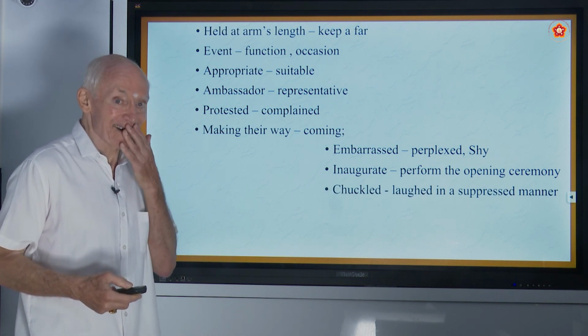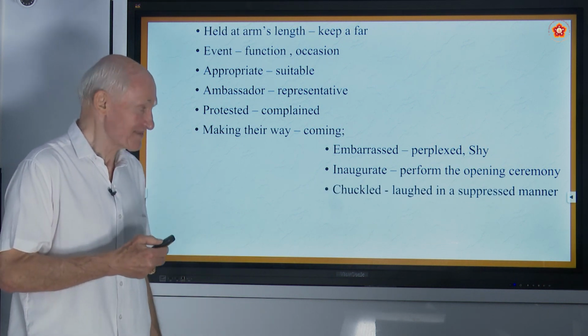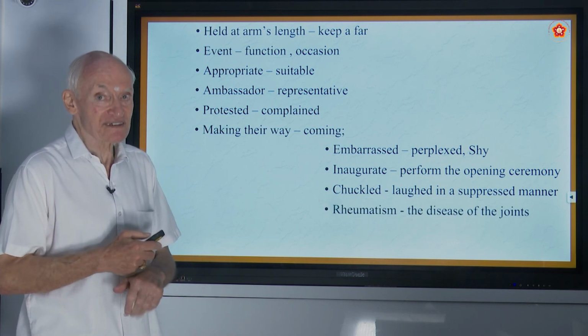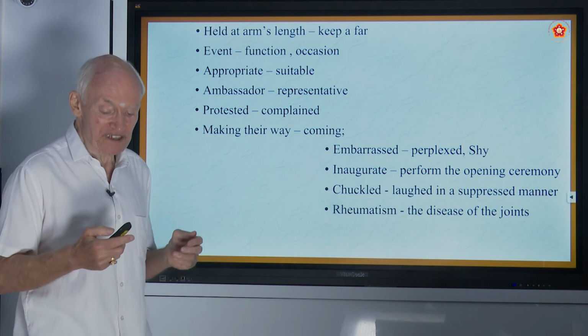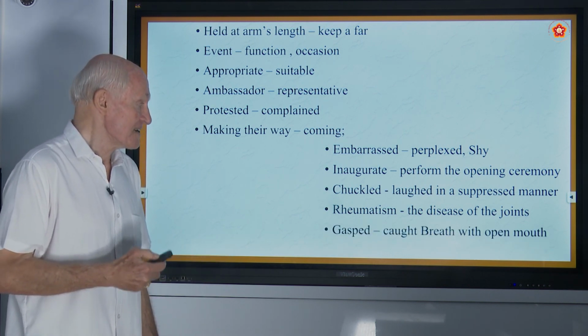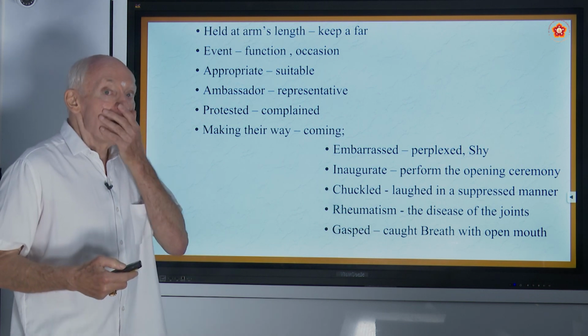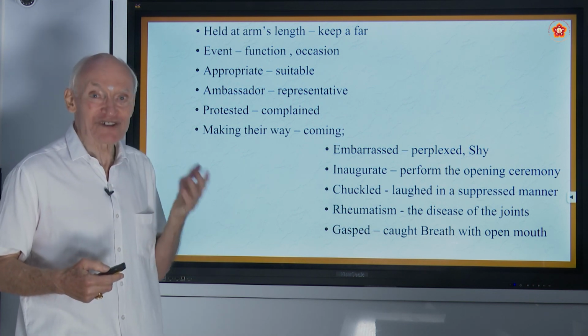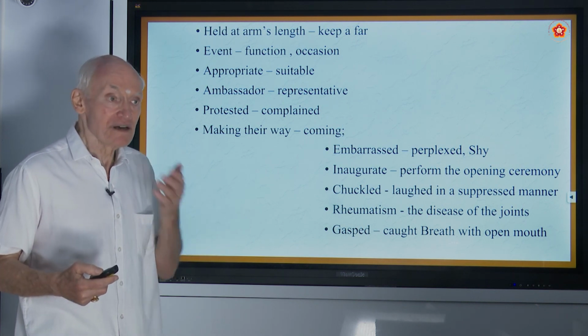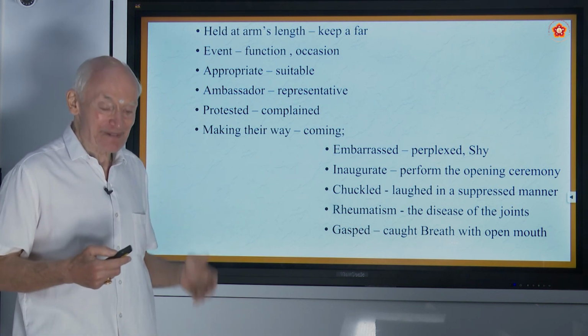Chuckled. Ha ha ha. Laugh in a suppressed way. And rheumatism, disease of the joints. We don't want to get rheumatism. We want to be flexible, have good exercise, and not get rheumatism. Gasped. Poor Simi. She was shocked when Aunt Pramila said that, skinny and dark, in front of Ardna. She gasped, okay?